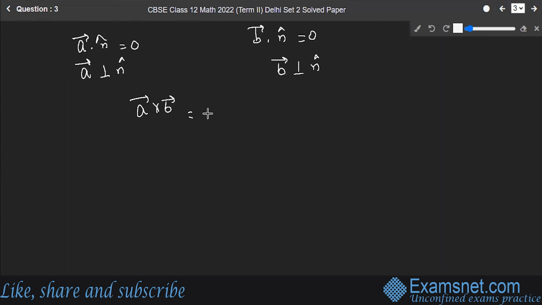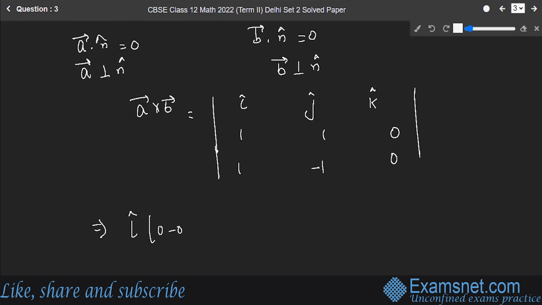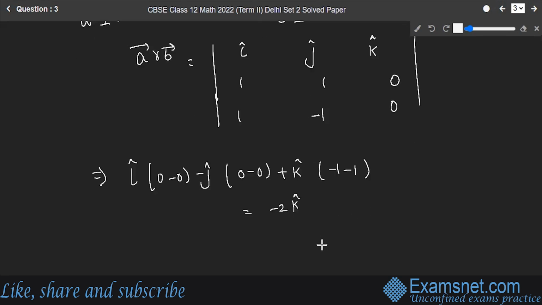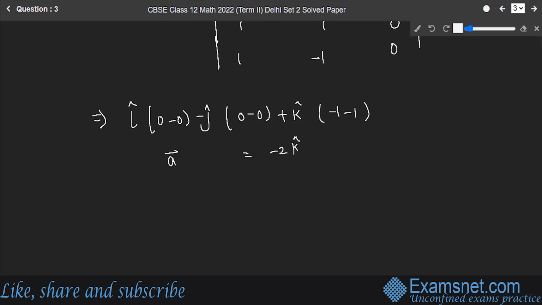This will be given by the determinant with rows i, j, k; 1, 1, 0; and 1, minus 1, 0. This gives i times (0 minus 0) minus j times (0 minus 0) plus k times (minus 1 minus 1), which is equal to minus 2 k vector. That is the cross product of A and B vector. Let's find the magnitude of it.